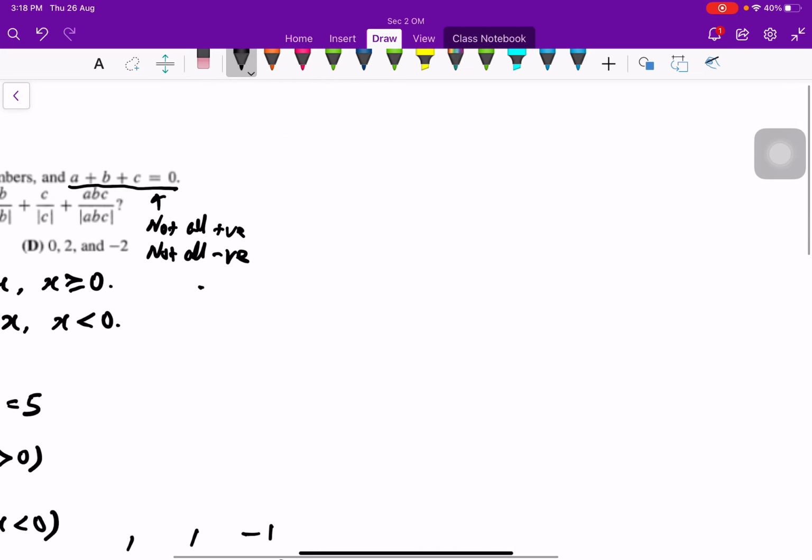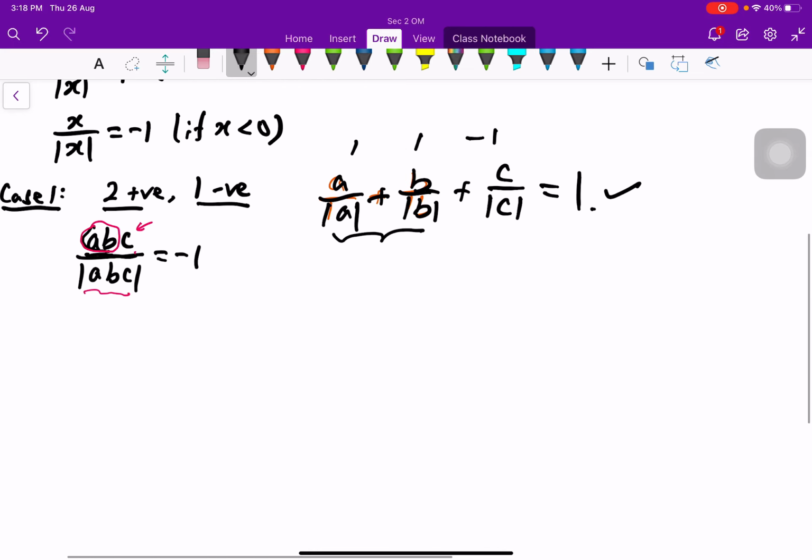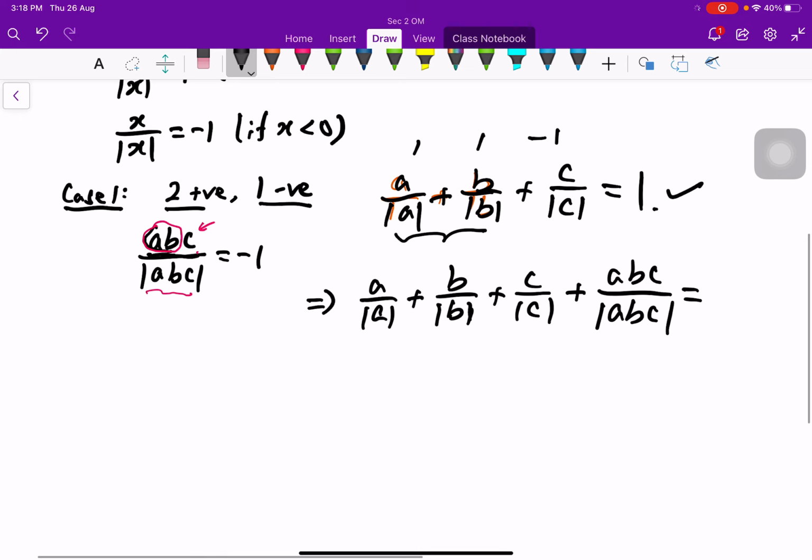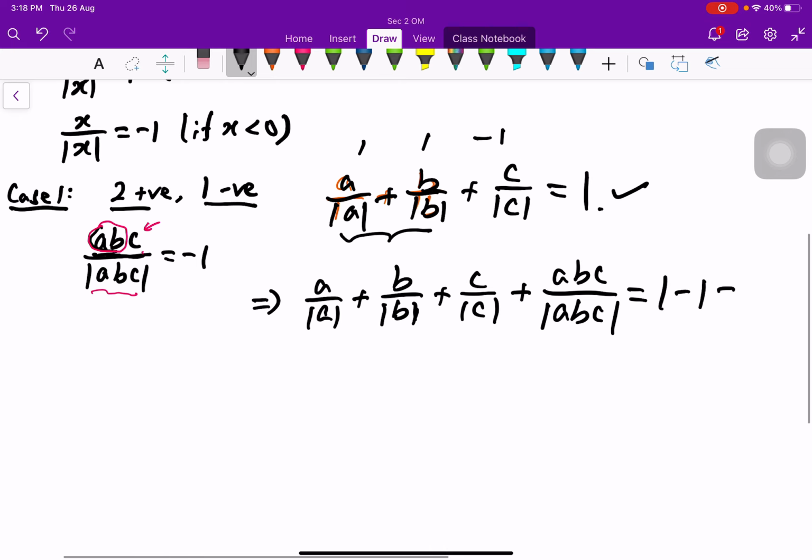Therefore, what does it imply? This implies that if you add A over A absolute plus B over B absolute plus C over C absolute plus ABC over the absolute value of A times B times C, the answer should be 1 minus 1, and that will be 0.